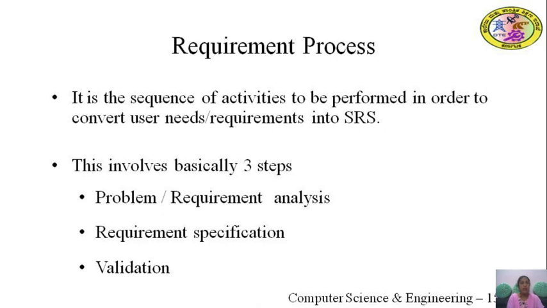Let's understand the requirement process now. It is a process wherein a series of activities have to be performed for the sake of converting user needs into software requirements. This process basically consists of three steps. 1. Problem analysis or requirement analysis. 2. Requirement specification. 3. Requirements validation.